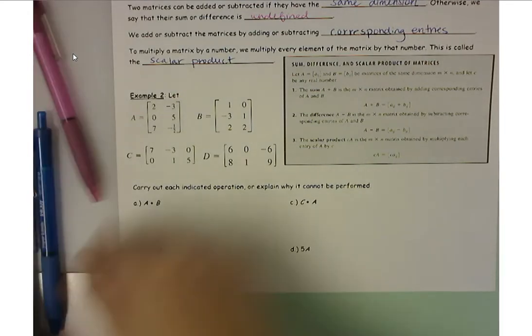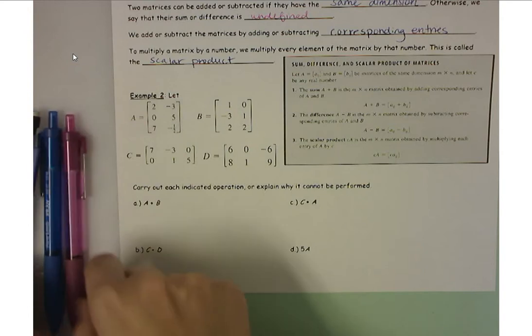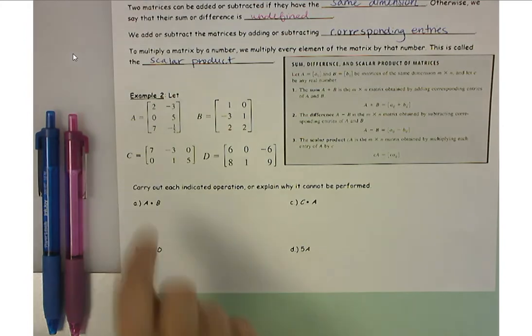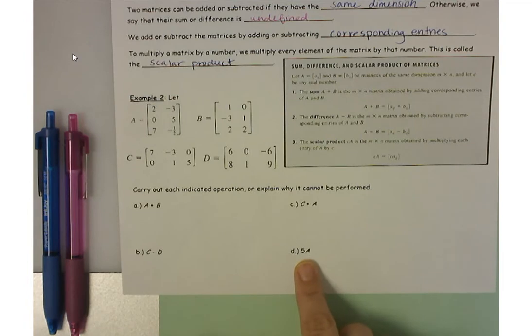Really, when you're multiplying by a scalar, you're just multiplying by what? What is a scalar? What's another name for a scalar? Which one of these were you multiplying by a scalar? Okay, so 5 is just a constant. Yeah, so that's what you're going to be multiplying by.